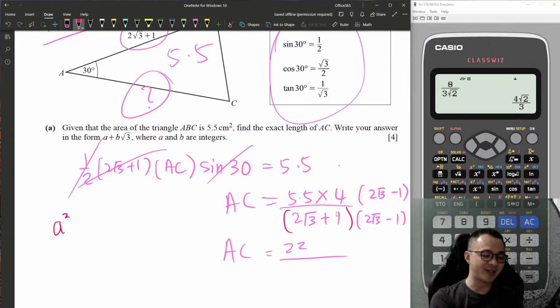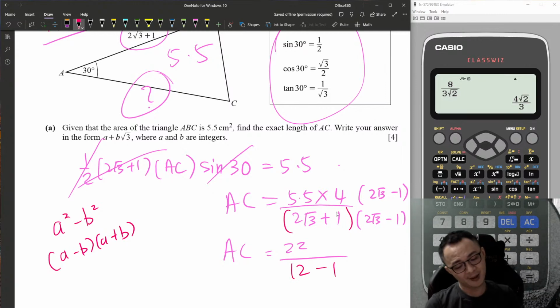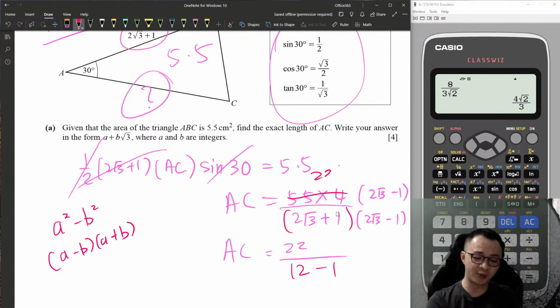And this one is basically this formula: a squared minus b squared is (a plus b)(a minus b). Okay, so I will just square both of them. I square the first one is 4 times 3, 12. I square the second one is minus 1. Okay, so top I will just multiply. So this is 22, right? So 22 multiply the first one is 44 surd 3. Multiply the second one is minus 22. Alright, the bottom is 11.